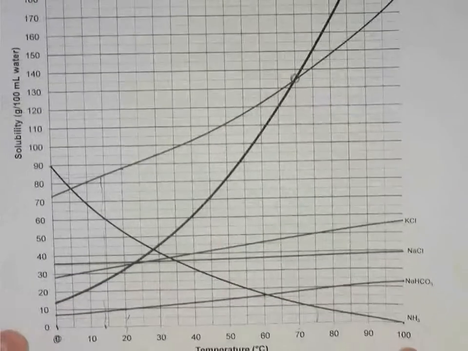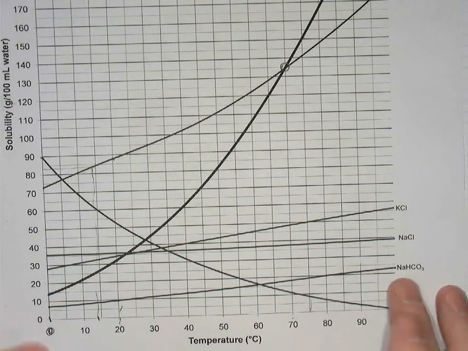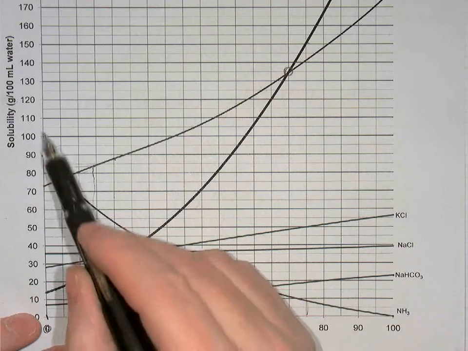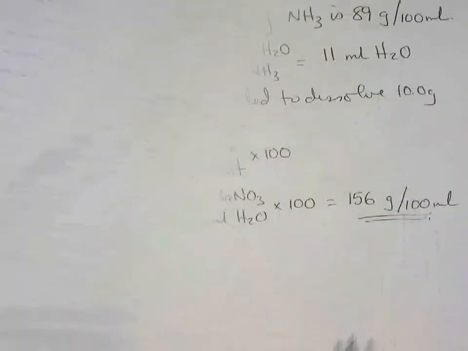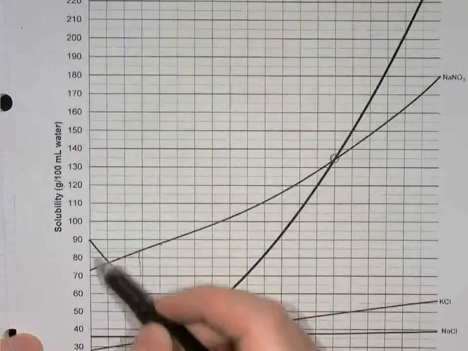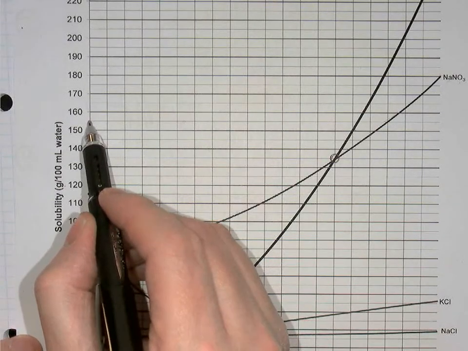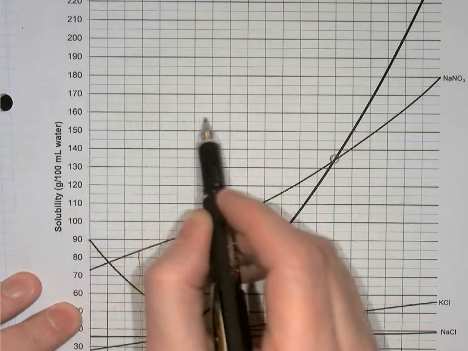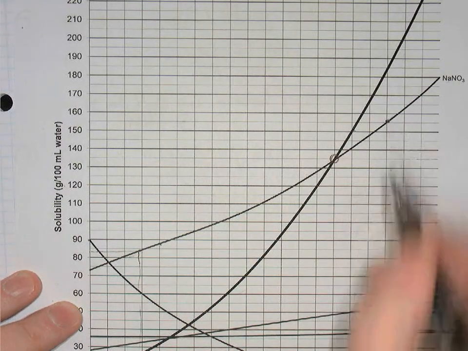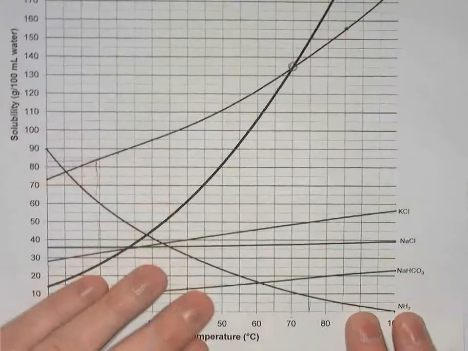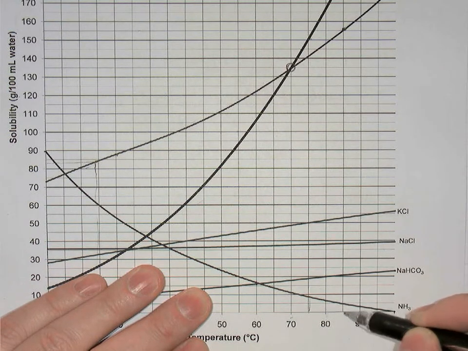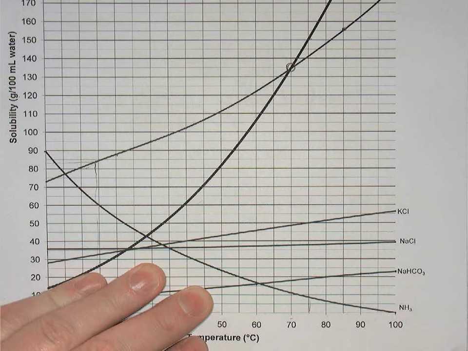So the solution to this problem is to heat up the water, because notice as we heat it up, the solubility increases. Our concentration that we're looking for is 156 grams per 100 mils. So if I just find 156, which is right about there on the graph, and then go straight over to the sodium nitrate curve, which takes me to right about there, and then go straight down to the temperature axis, we get a temperature of about 85, 86, 87 degrees Celsius, somewhere in that range.